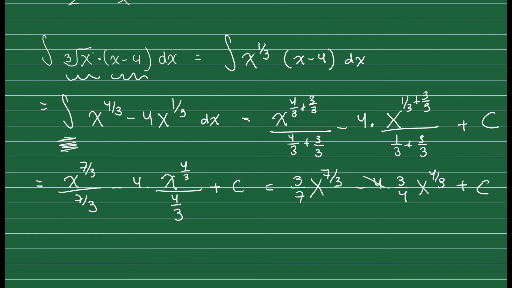The 4 and the 4 divide out. They do not cancel. Canceling means equal to 0. And this is 3/7 x to the 7/3 minus 3 x to the 4/3 plus my constant of integration, c. Here you can go ahead and factor if you like, or do any other simplification that is required to solve the problem.